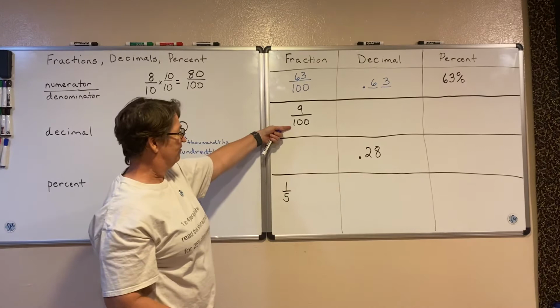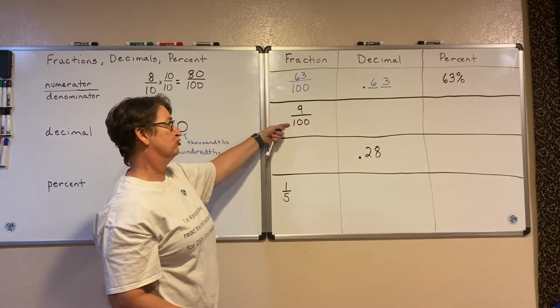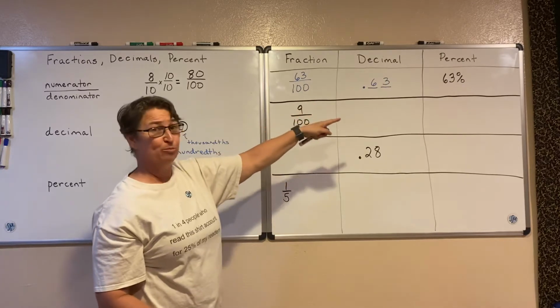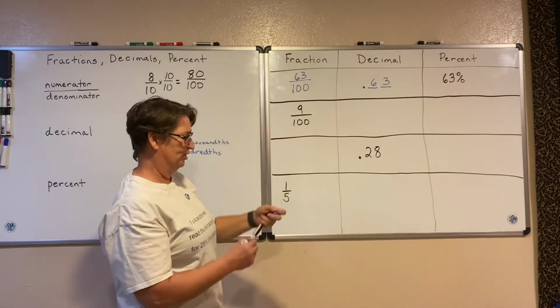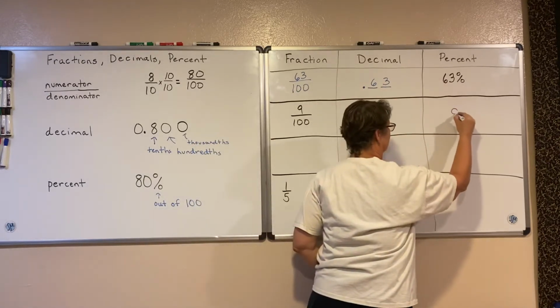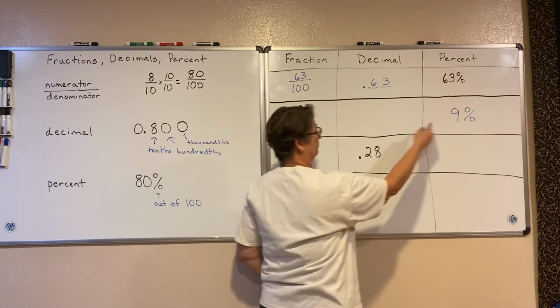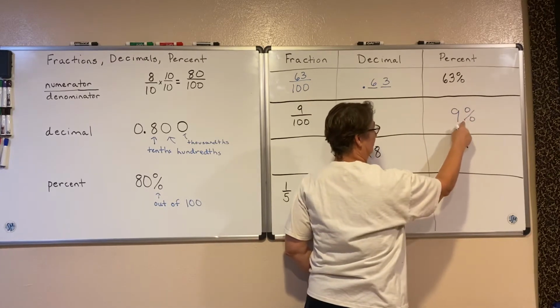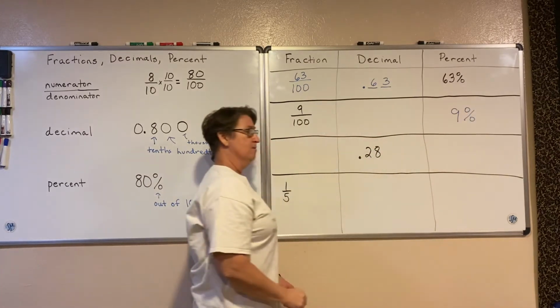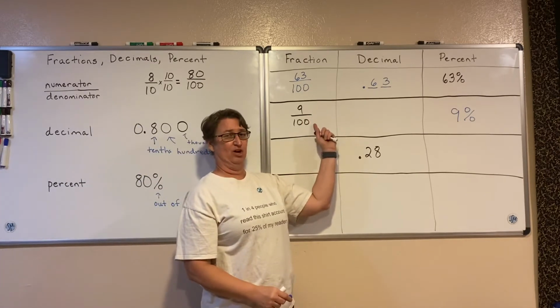Here I was given the fraction, 9 out of 100, 9 hundredths. Well, we know that percent is always out of 100. So this would be easy to turn into the percent because it's just 9%. That 100 on the bottom becomes a percent sign. There's the 1 and the 2 zeros. 9%. 9% means the same as 9 out of 100.